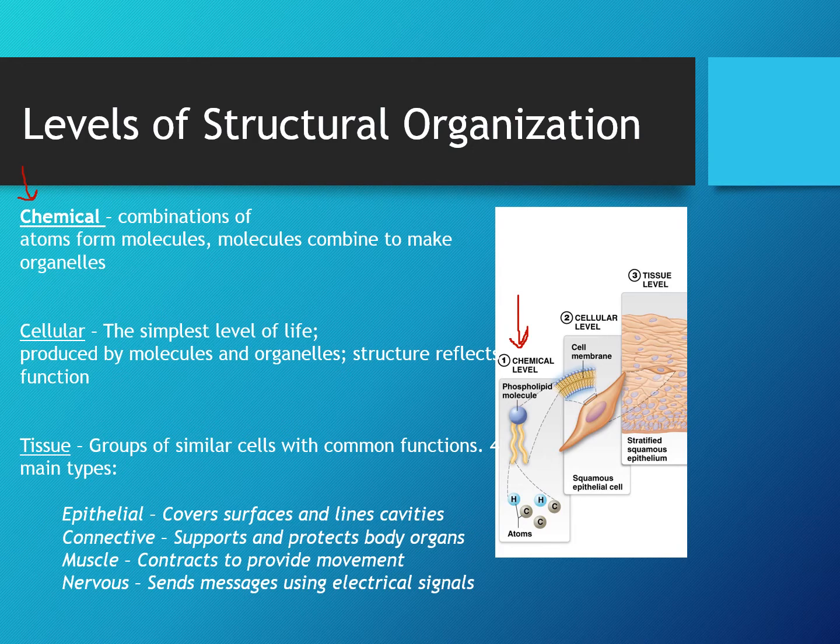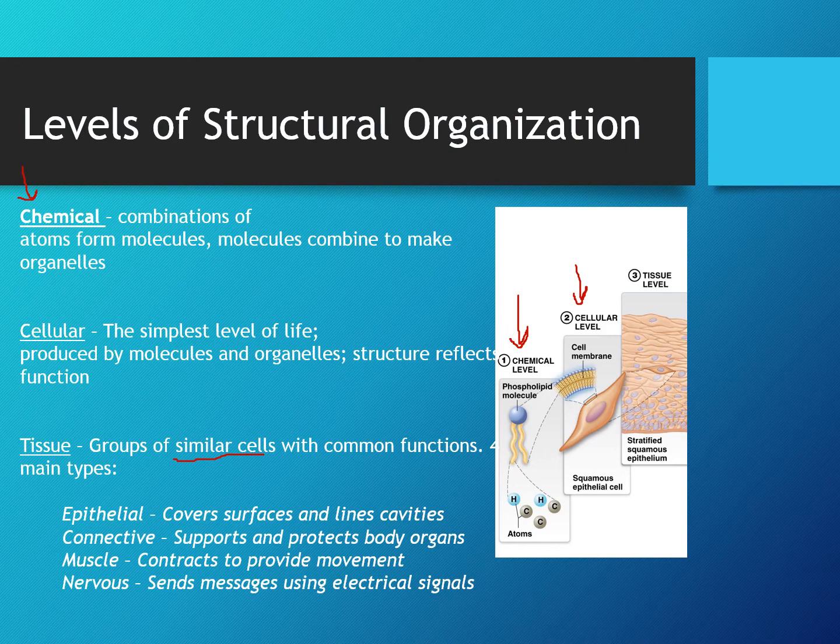Cells are produced by molecules and organelles which come together in an organized way, and the structure of a cell is going to reflect its function. Tissues are groups of cells, groups of similar cells that have common functions. And there are four main types of tissues.